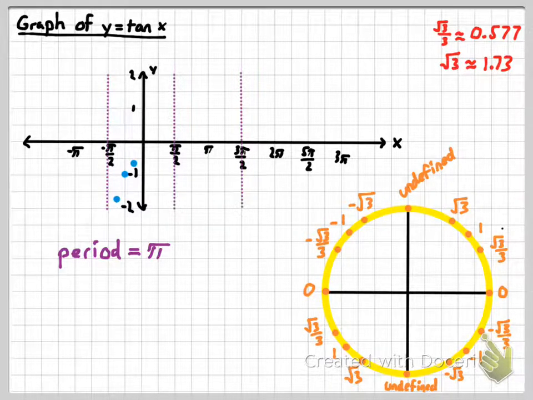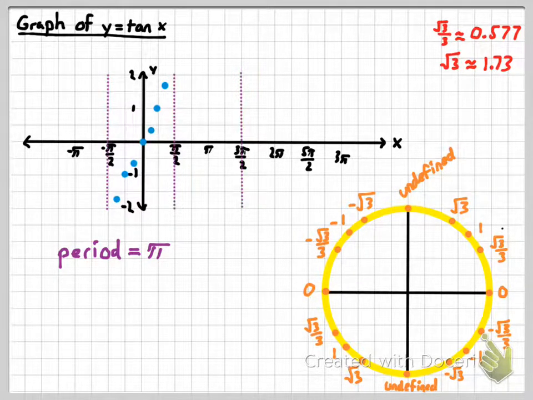Now continuing on, the tangent of 0 radians is equal to 0. The tangent of pi over 6 is about 0.577. The tangent of pi over 4 is 1. And the tangent of pi over 3 is the square root of 3, or about 1.73, so somewhere around there. And that's going to be a sufficient number of values for us to be able to actually plot this tangent graph.